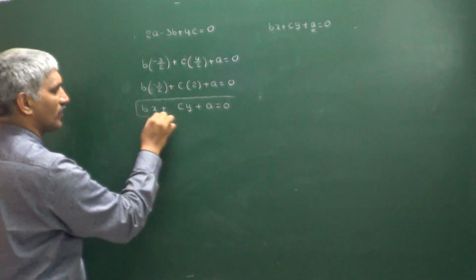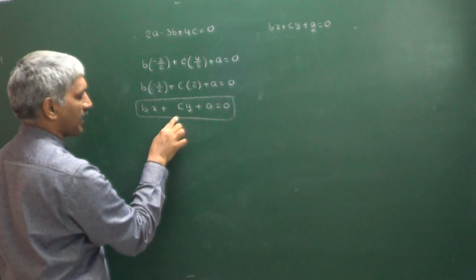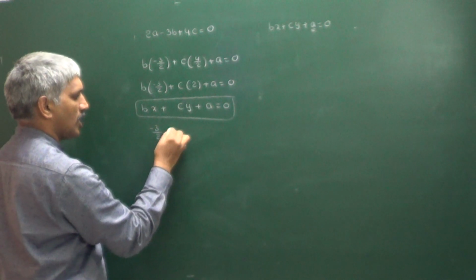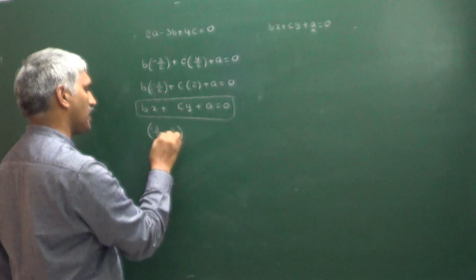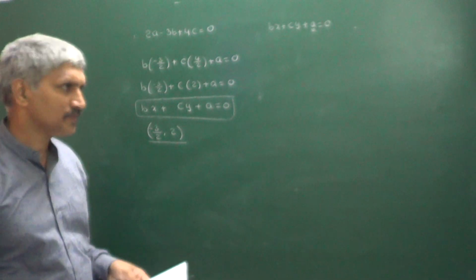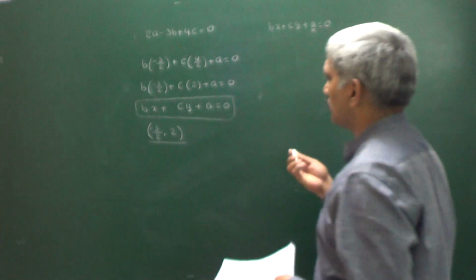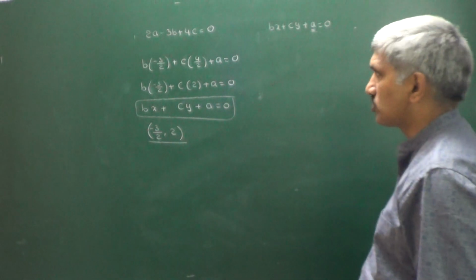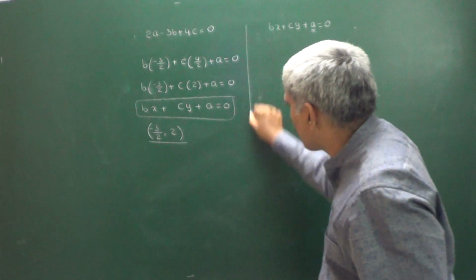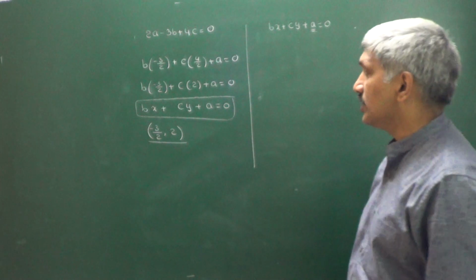This family of lines passes through the intersection point (-3/2, 2). This is the point of concurrency of this family of lines. Suppose you see the earlier question or this present question also. Now what I am doing is finding another way of doing the same question.